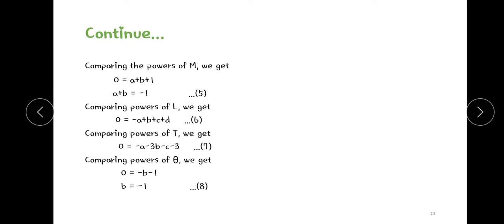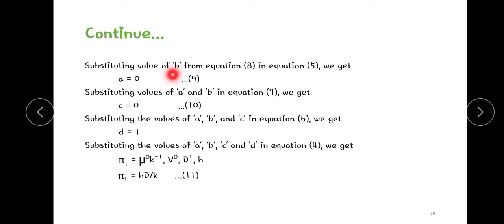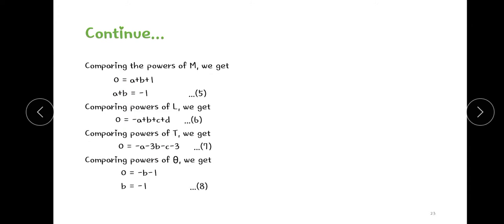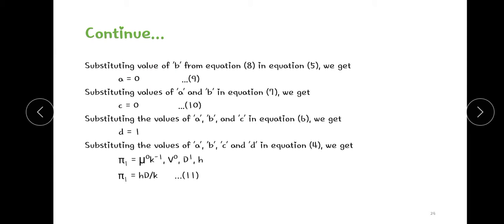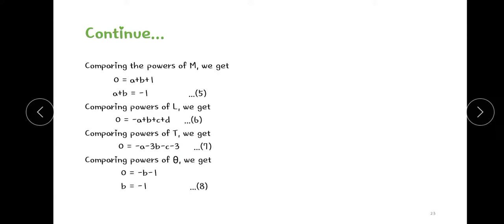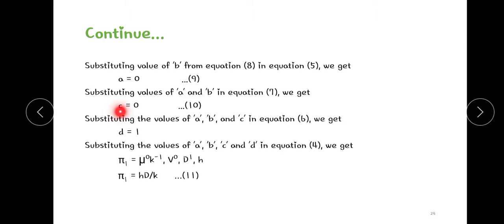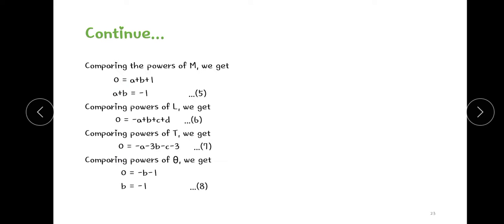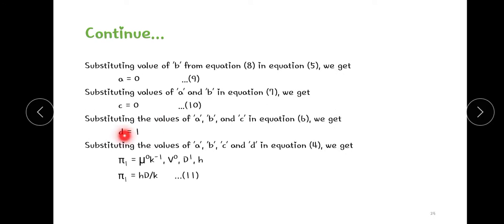Substituting the value of b from equation 8 into equation 5, with b equal to minus 1, we get a is equal to 0. Now substituting the values of a and b in equation 7, a is 0 and b is minus 1, so the value of c will be 0. Now substituting the values of a, b and c in equation 6, the value of d will be 1.